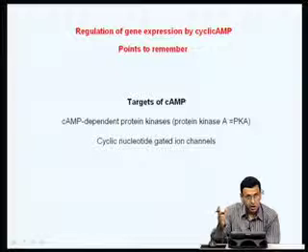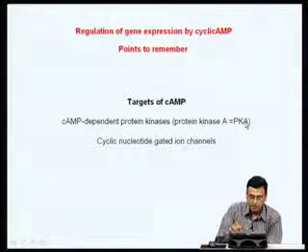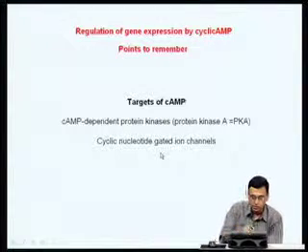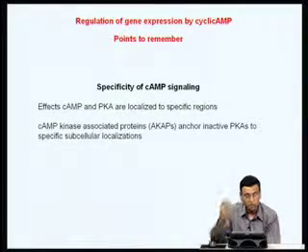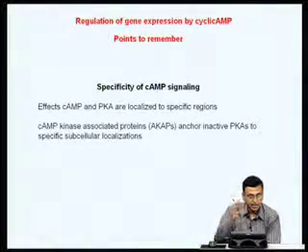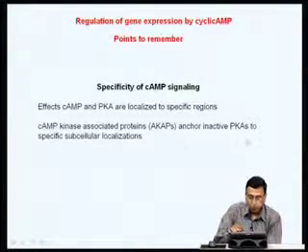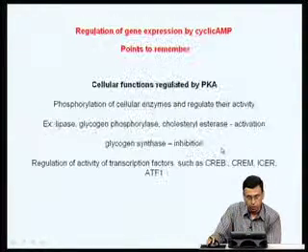Now, what are the targets of cyclic AMP? Cyclic AMP targets the cyclic AMP dependent protein kinases as well as cyclic nucleotide gated ion channels. We have not discussed this aspect because it is not linked to gene expression. Now, what is the specificity of cAMP signaling? Cyclic AMP and PKA are localized in specific regions, and A kinase associated proteins, or AKAPs, anchor inactive PKAs to specific subcellular locations, which has a very important regulatory role.